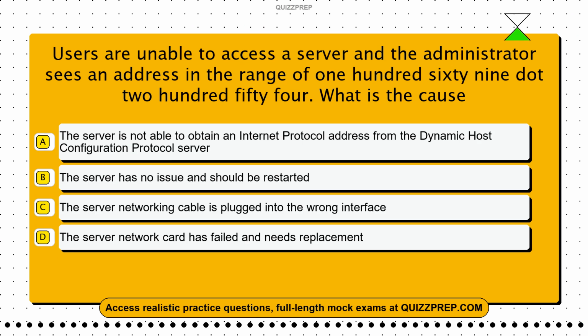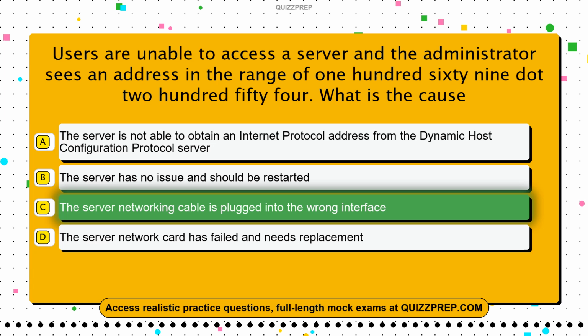Users are unable to access a server and the administrator sees an address in the range of 169.254. What is the cause? Option A. The server is not able to obtain an Internet Protocol address from the Dynamic Host Configuration Protocol server. Option B. The server has no issue and should be restarted. Option C. The server networking cable is plugged into the wrong interface. Option D. The server network card has failed and needs replacement.